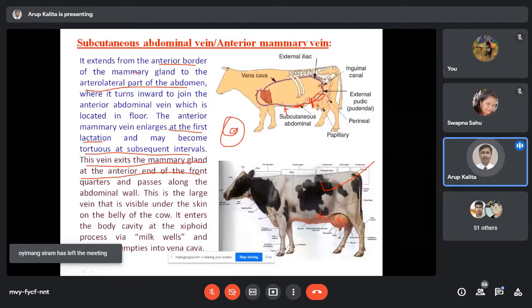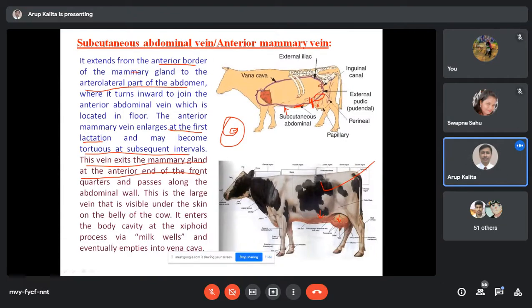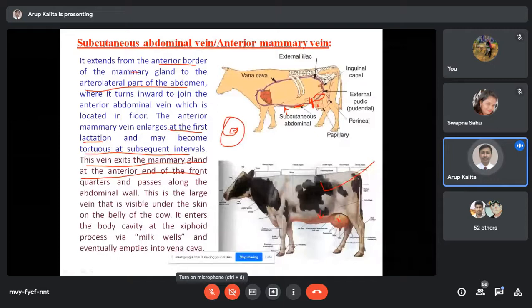Anterior abdominal vein, sometimes it may come. Does the anterior mammary vein contain milk or blood? Tell me. Blood. It will carry blood. The name is mammary vein, but it carries only blood. Milk is produced, and the major constituents of milk come from the blood. So blood flow is important. For production of milk, the anterior mammary vein is very important. So this is one vein.